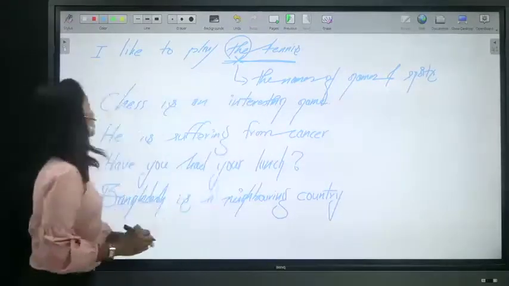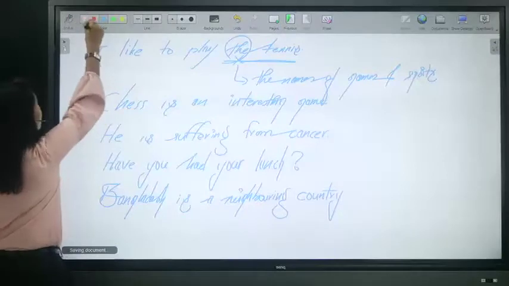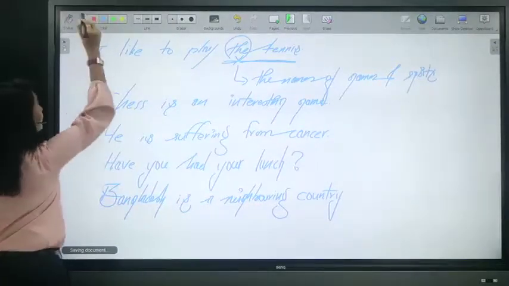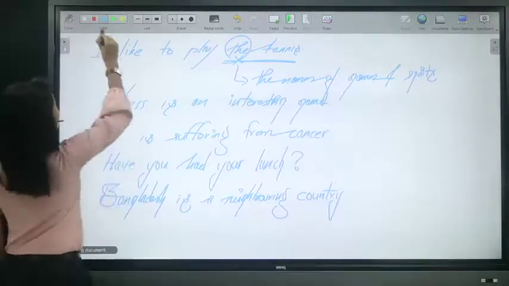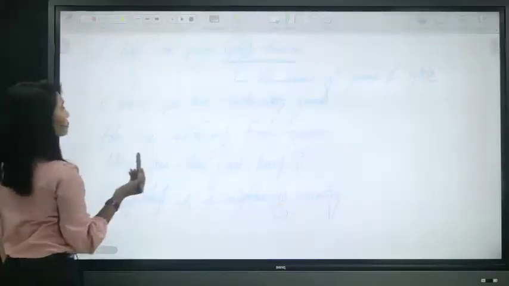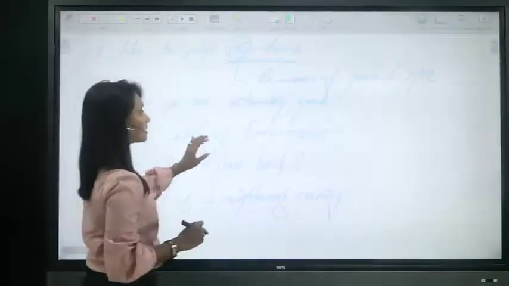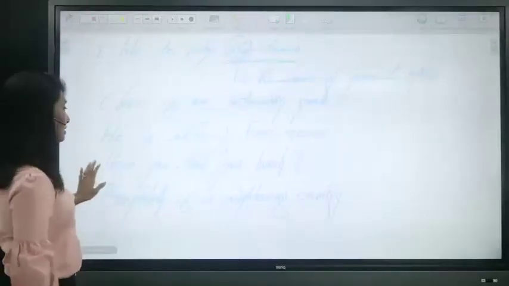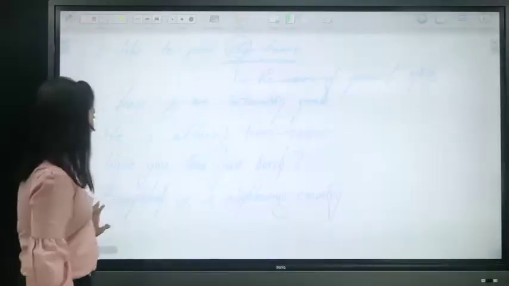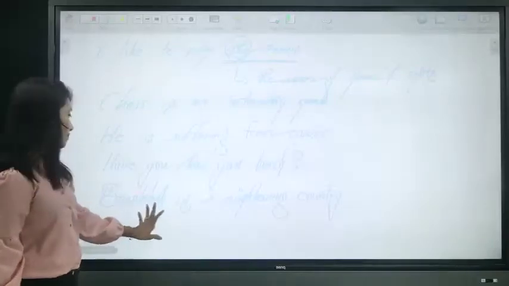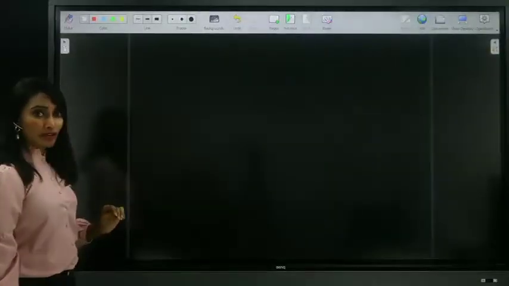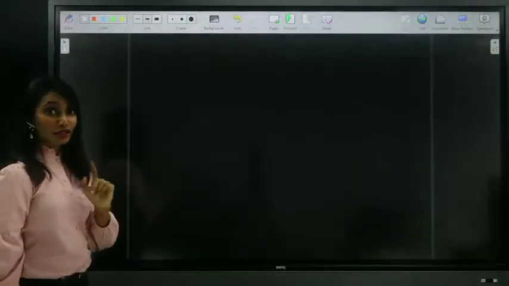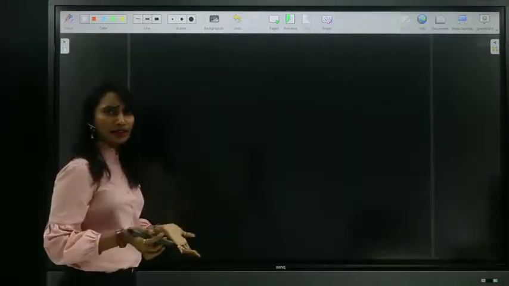So, here, remember, we should never use articles before the names of games and sports, the names of diseases, the names of meals, and proper nouns like Bangladesh. It should be always without article because it is a name.